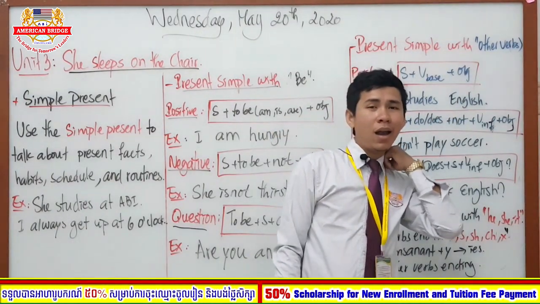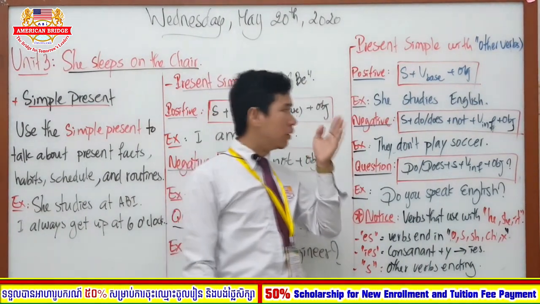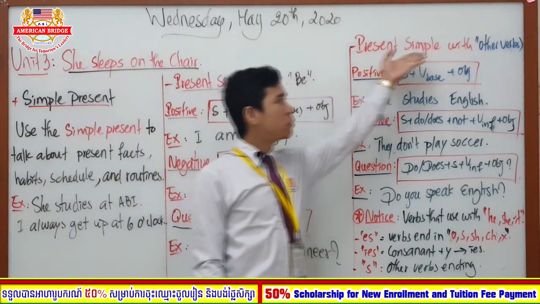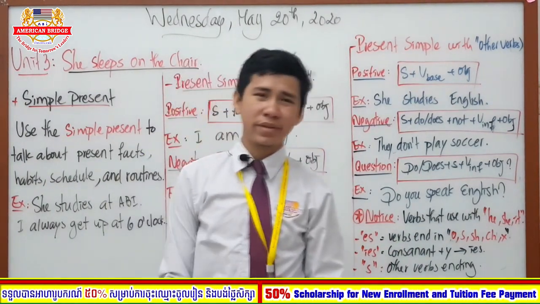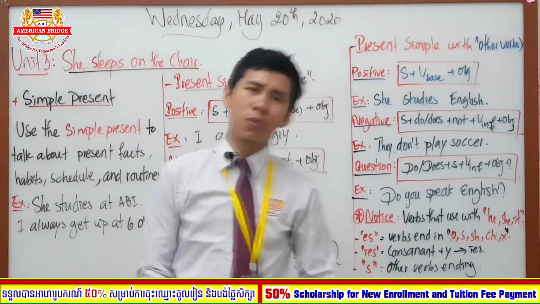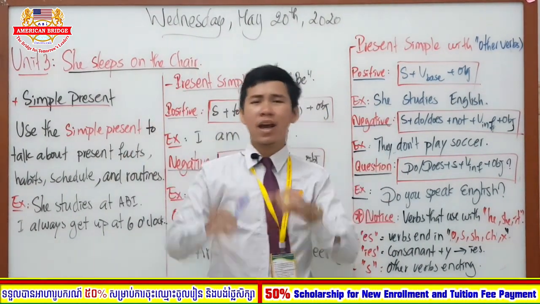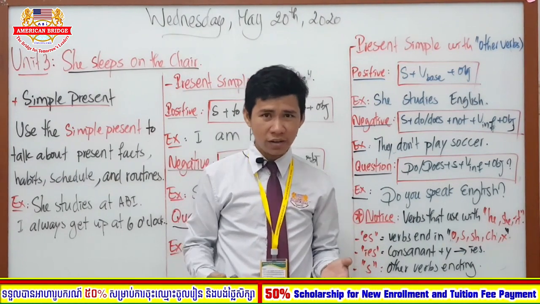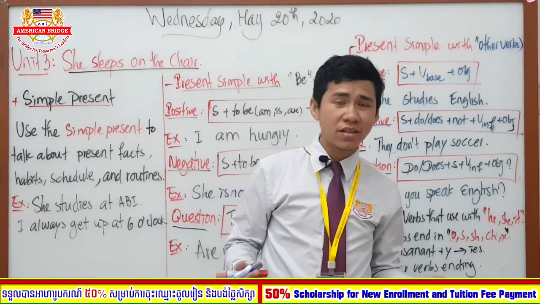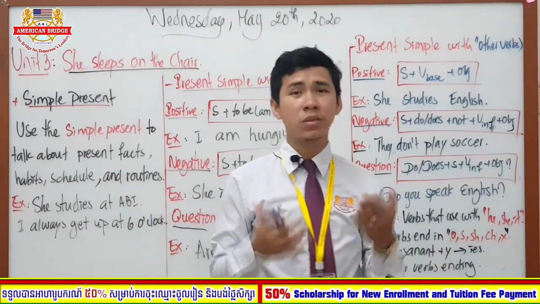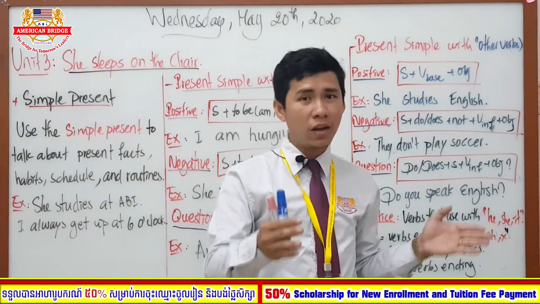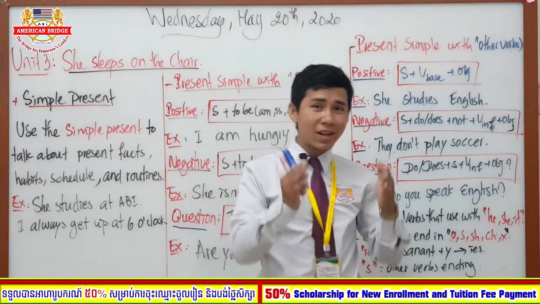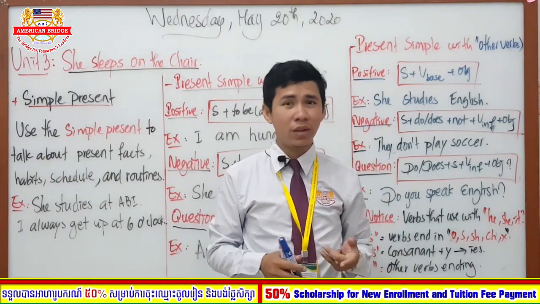However, let's move your attention to the right or the left side of my hand, where you are going to see present simple with other verbs. Why? Do you know why they need to be separated from to be and other verbs? Because to be can stand by itself, right? But other verbs cannot stand by themselves in negative and question forms. So that's why they must be separated. However, other verbs also have some changes that later on you will see.